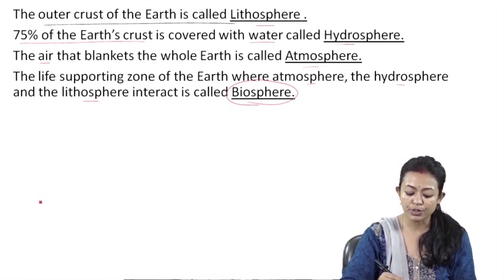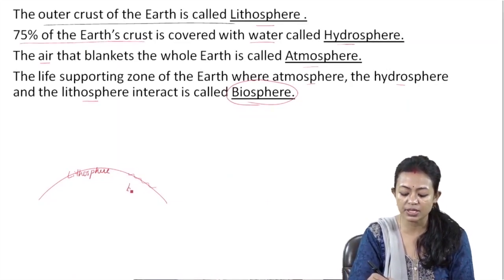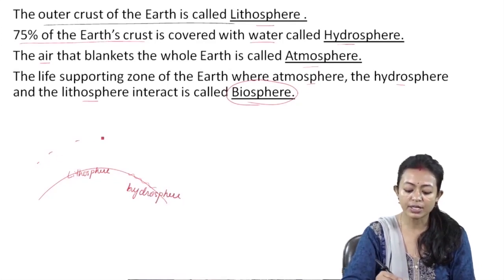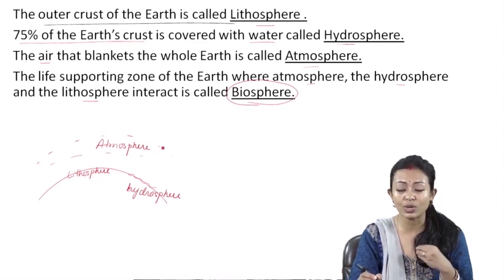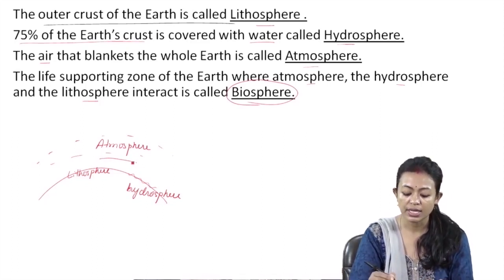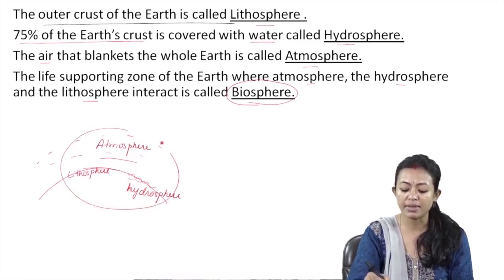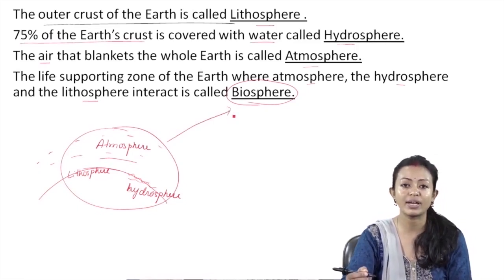If I draw the Earth, if this is the Earth, this is the lithosphere, the solid crust. Then we have the hydrosphere, the water bodies that are present, whereas the blanket of air surrounding the Earth is termed the atmosphere. What is more important and interests us is the three parts: some sections of the atmosphere, some sections of the lithosphere and some sections of the hydrosphere. Together these make what we call the biosphere, where life exists.